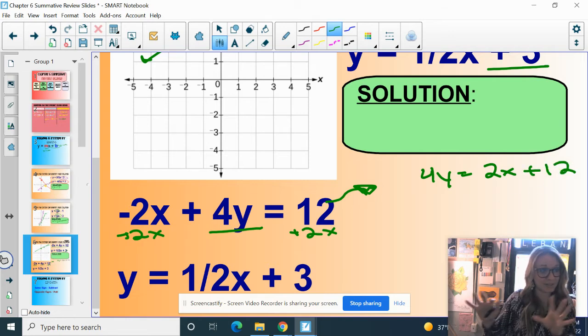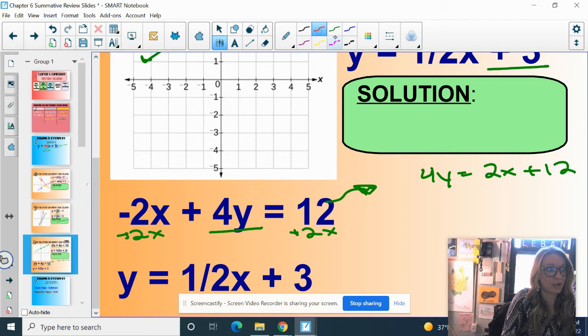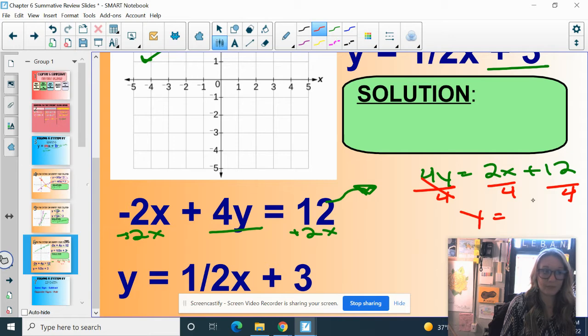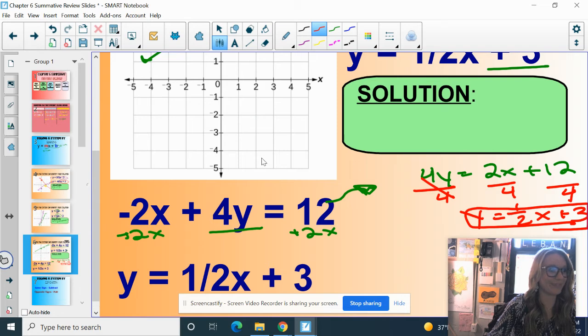Okay, now I've got my variables in the right spots, but remember, we cannot have a coefficient for y, which means we need to divide every single piece by 4. So then you've got y equals, you could leave this as 2 over 4x, or I just reduced it in my head to 1/2 x plus 12 divided by 4 is 3. So now you've got a super cool line in slope intercept form.